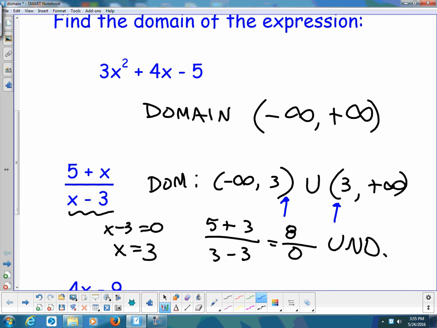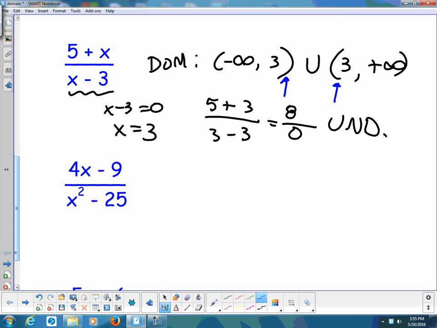All right, let's take a look at this example. Well, here we want to find the domain of this expression, and we can plug anything we want in for x except if it's going to make our denominator equal to 0, because we are not allowed to divide by 0. So let's set x squared minus 25 equal to 0. And we could add 25 to both sides, so I get x squared equals 25. Then I'm going to solve for this. I'm going to have to take the square root of both sides.